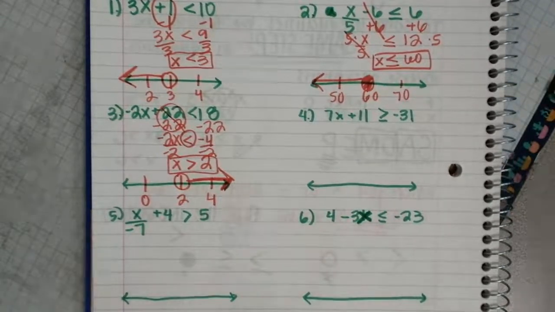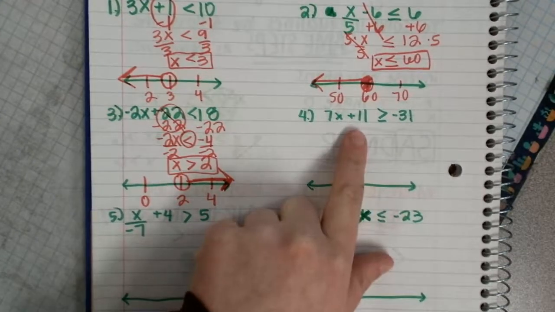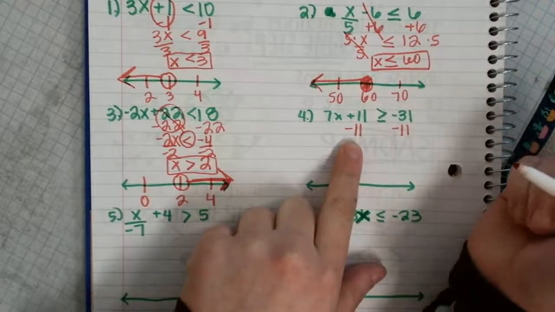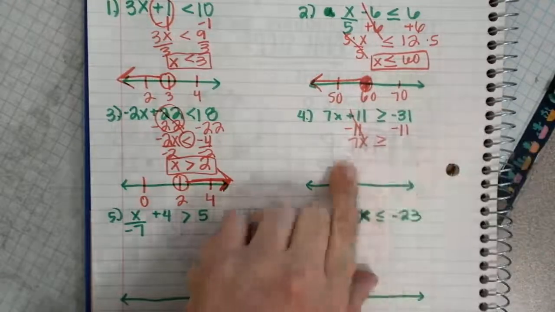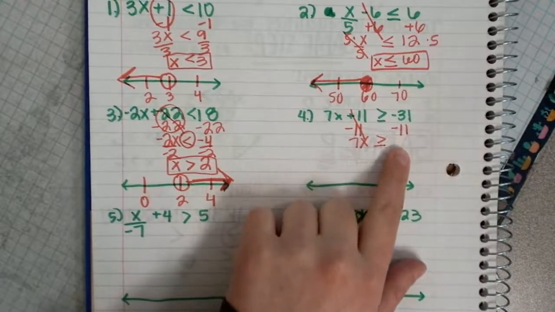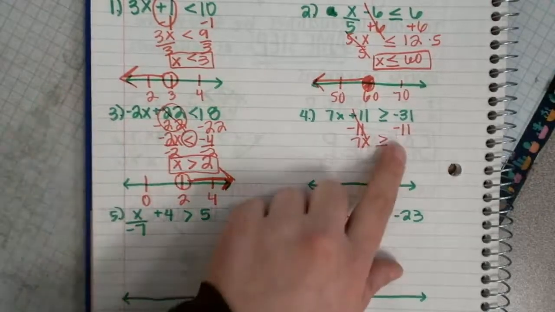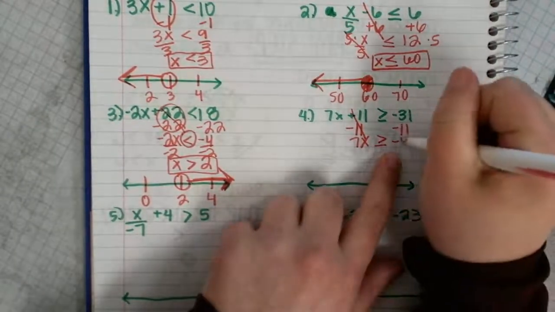Number 4. 7x plus 11 is greater than or equal to negative 31. Again, I have to start with my addition and subtraction. My inverse operation is to subtract. This goes away, and I still have 7x. And negative 31 minus 11. I have a negative number, and I'm going to go more negative. So basically, I'm just adding these two numbers and keeping it negative. So this would be negative 42.